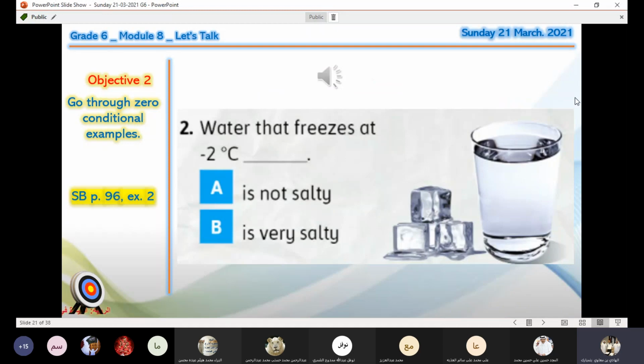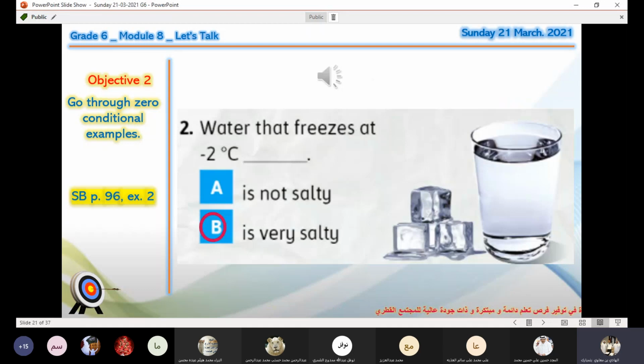The correct answer is B, very salty. Did you know that if there is a lot of salt in water, it freezes at a lower temperature? So guys, water normally freezes at 0 degrees Celsius, but if it is very salty, with lots of salt in it, it freezes at -2 degrees Celsius. Just keep it in your mind for your knowledge.